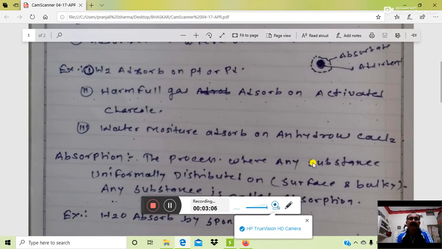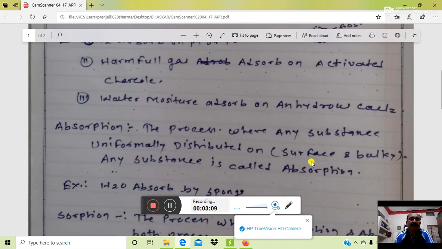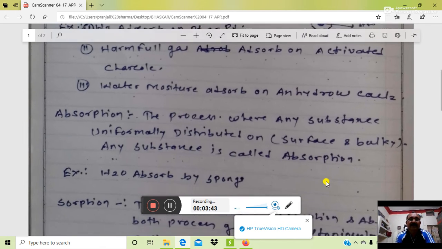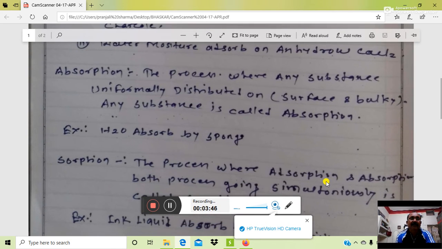Here we use another term, that is absorption. What is meant by absorption? Absorption is a process where a substance is taken in from the outer as well as the inner layer. That means the process where a substance is uniformly distributed on the surface as well as the bulk of another substance is called absorption. Just like, if you take a sponge and dip it in water, you feel that the water is in the outer layer as well as the inner layer. That process is called absorption.